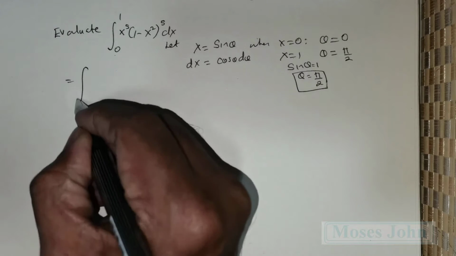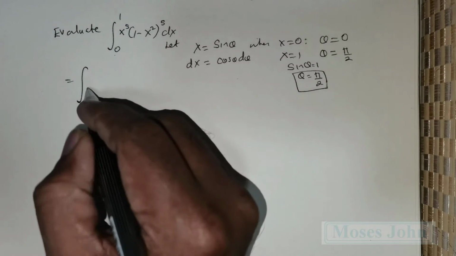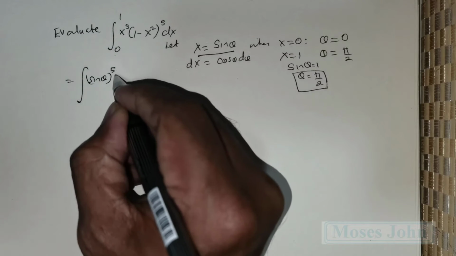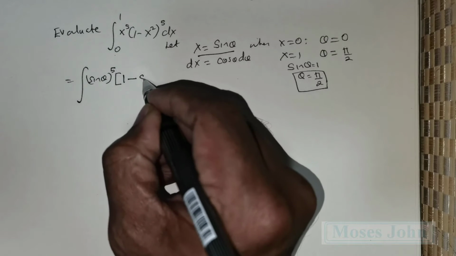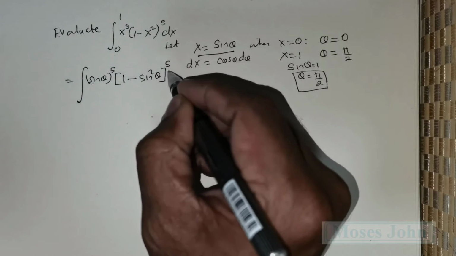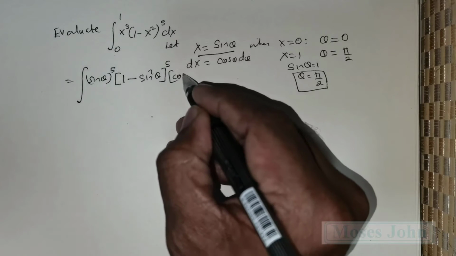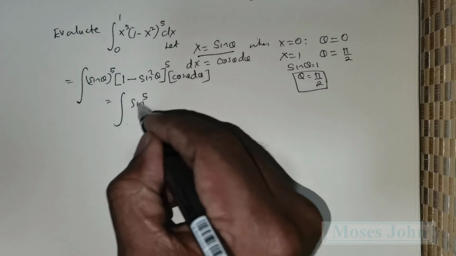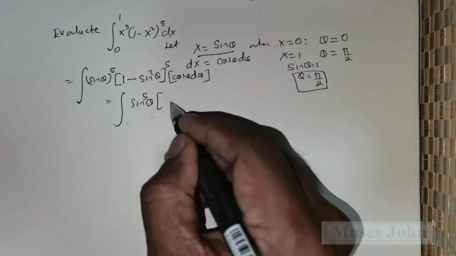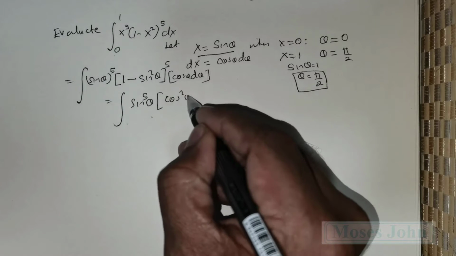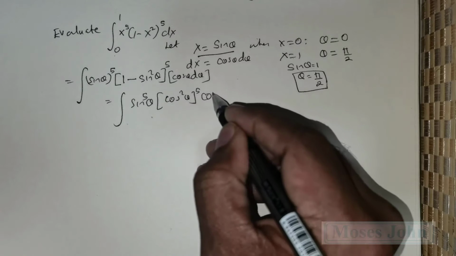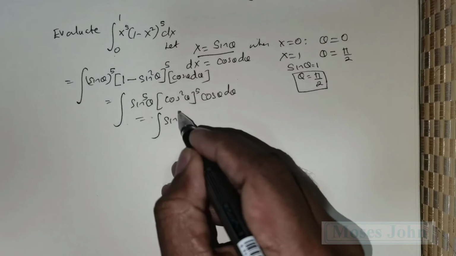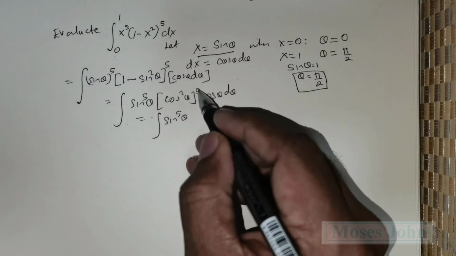Okay, so making the substitutions in the question, in the place of x I would have to substitute sine theta raised to the power 5. This is (1 - sine squared theta) raised to the power 5. In the place of dx, it's going to be cos theta times d theta. Rewriting this would give us sine^5 theta, and 1 - sine squared theta is going to be cos squared theta, raised to the power 5, times cos theta times d theta.